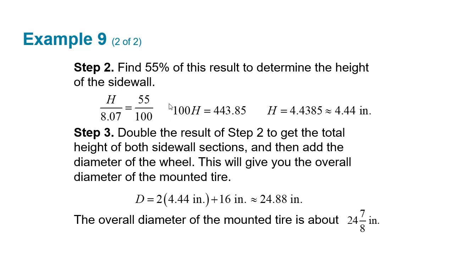So we get 100H equals this. We get H equals 4.444444 when we round. So this basically means that the total height of both sidewall sections would be 2 times that. Then we can add 16 inches to it because that's the rim. And then we can figure out that the overall diameter of the tire from top to bottom is almost 25 inches.